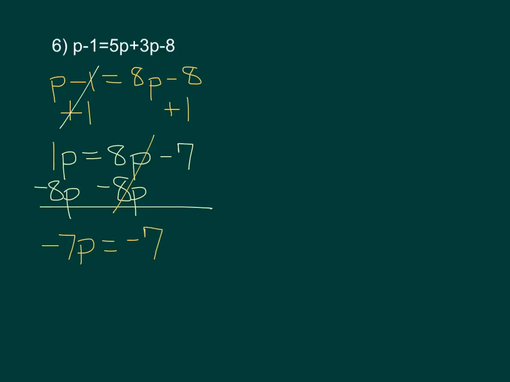Now p is still not all alone. I need to get rid of this -7. So I'm going to divide each side by -7 since the operation between the -7 and the p here is multiplication, and I need to do the opposite. And the opposite of multiplication is division. So now -7 and -7 are going to cancel, and I'm left with p equals -7 divided by -7, which is 1. And you can always plug in your answer to check.